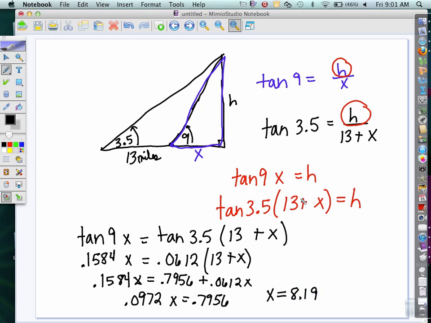8.19. Now we're going to take that 8.19 and go up and try to solve using one of my equations. So if I put 8.19 right in here, then I can do tangent 9 multiplied by 8.19. So you get tangent of 9 times 8.19 equals h. And so, final answer, our height is 1.297 miles.